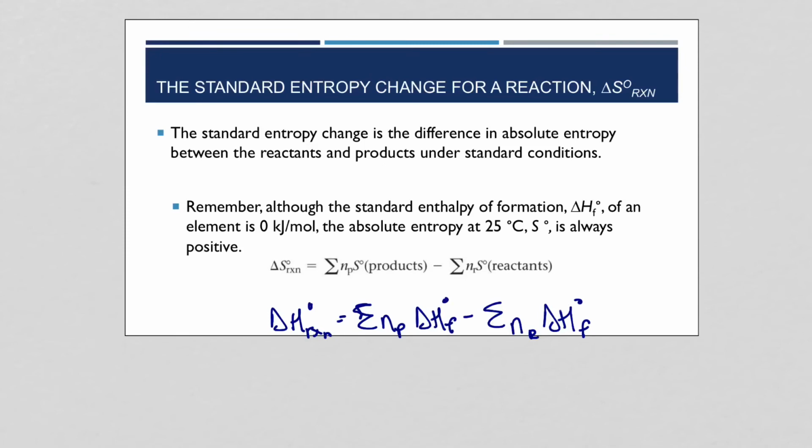We have an analogous equation for entropy values. We can calculate the standard change in entropy for the reaction by looking at the sum of the molar entropies of all the products times their coefficients. We can't forget to do that times the coefficient, because these are molar values. So we need to multiply by how many moles are reacting.